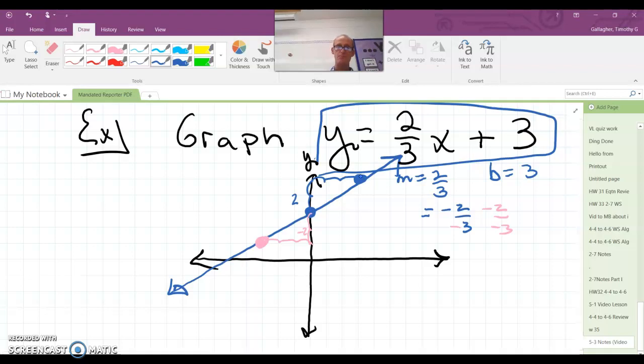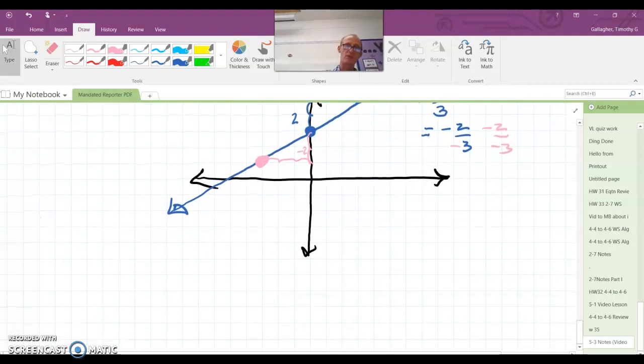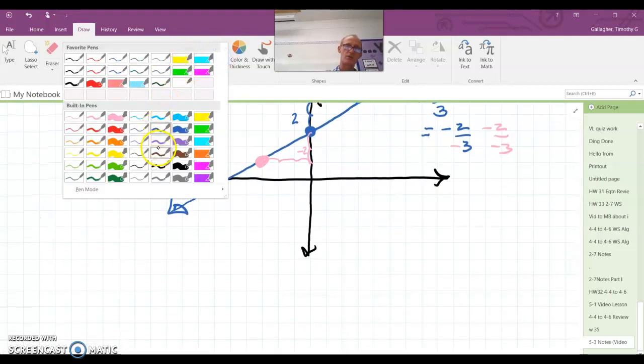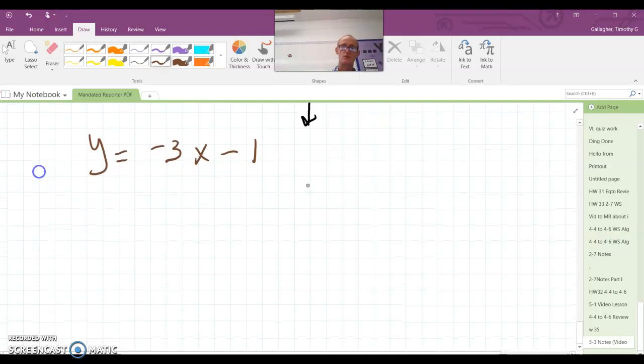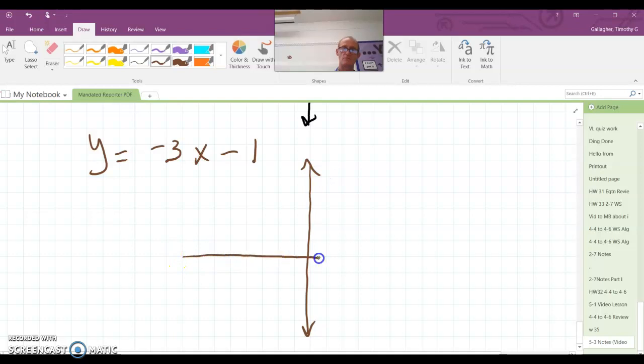Now, let's do one more example. I'm almost out of time, though, so I'm going to do this one real quick. y equals -3x minus 1. So I'm going to graph this. -1 is b, and I'm going to put a 1 underneath the -3, and I get down 3, right 1. Just like that. That's how you do it.